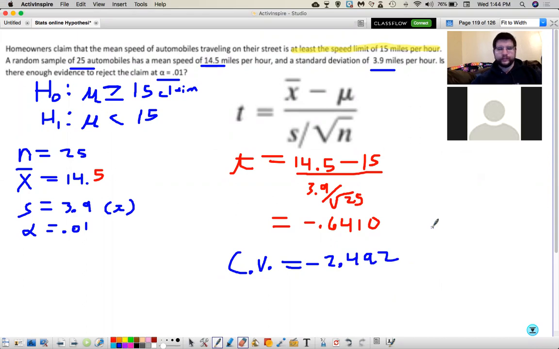Okay, we're going to sketch that. Again, mean is in the middle at 0. Terrible drawing, but you get it.